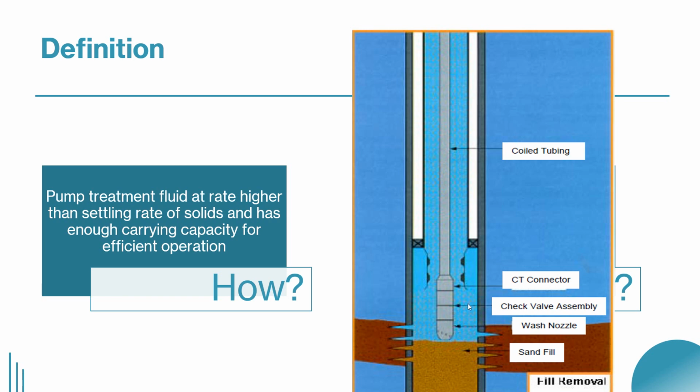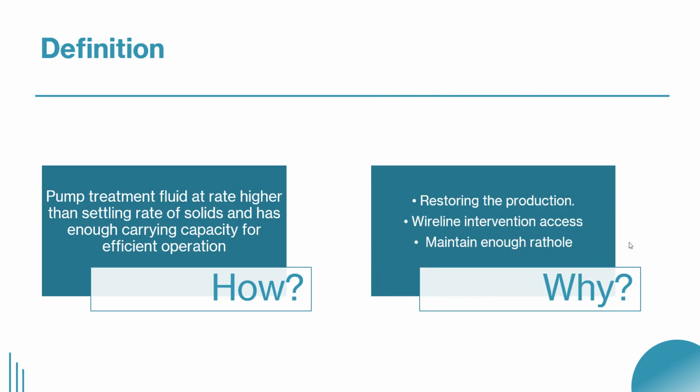The third point is to maintain enough rat hole. Imagine this is a TCB and you want to shoot and drop. You cannot drop at this point. You must clean first, then drop your TCB. Or you allow the rat hole to accommodate another sand fill for another period of time. So these were the reasons for fill removal operation.